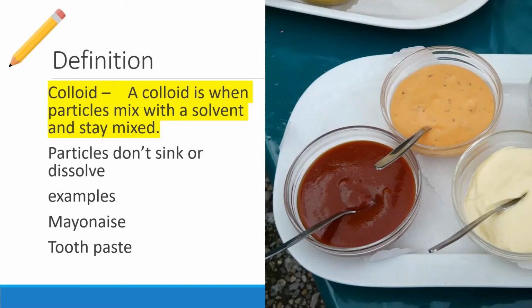Actually, all three of these over here on the plate are different forms of colloid. This is, of course, the mayonnaise, but if you look, the tomato sauce and the sweet chili are also colloids. They do not sink to the bottom. You don't have to shake tomato sauce up to make sure it's still a mixture. It stays a mixture no matter what. Yes, I'd like you to write this down if that's okay.